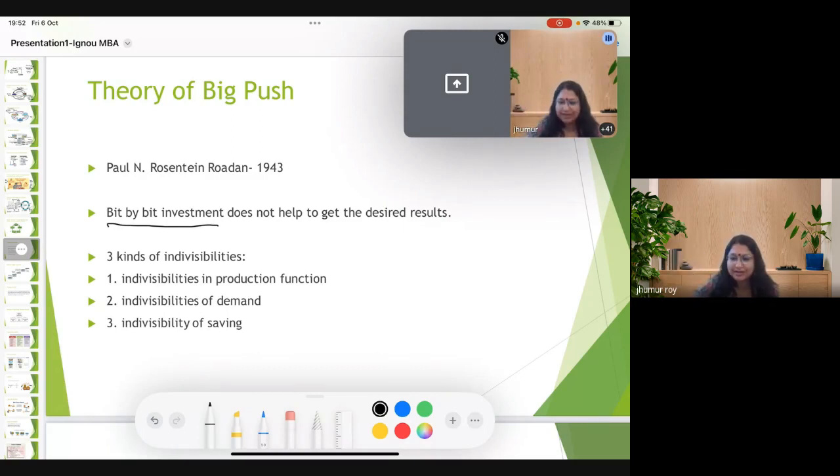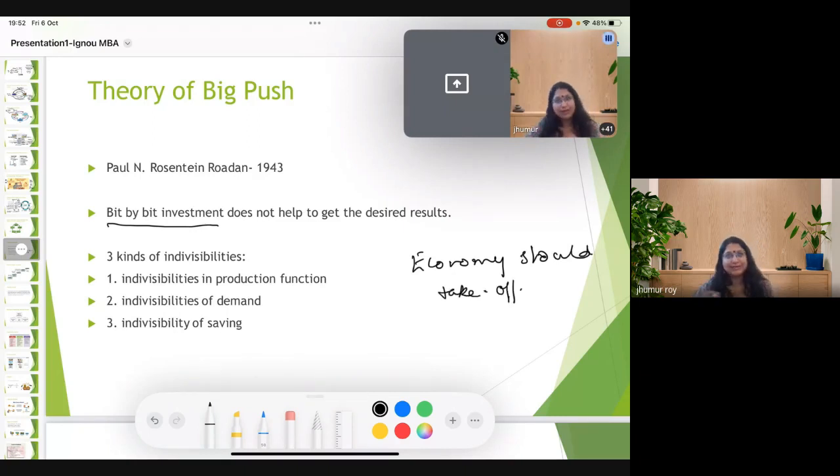So the main concept is that the economy should take off. Once it takes off, then the economy will find it easy to maintain itself. So it will not be in so much of a problem. It will be able to manage and do well on its own. So that was the concept of the theory of big push.